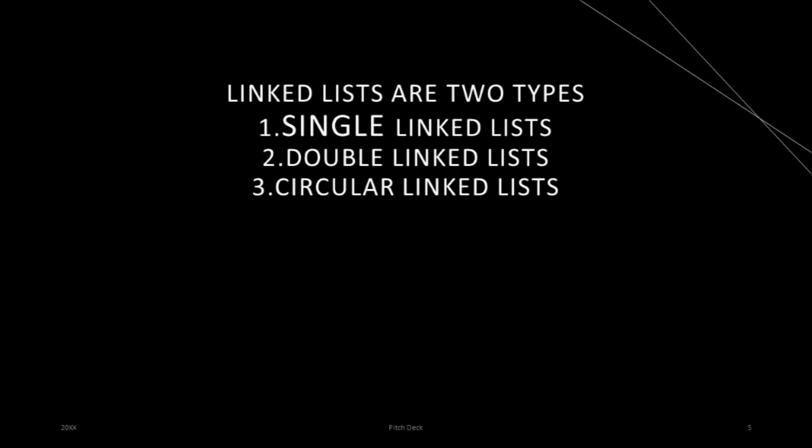A single linked list is a list of nodes basically, and linked lists are of three types based on the characteristics. Single linked list is unidirectional, double linked list is bidirectional, and in circular linked list, the address of the last node is connected to the first node, so it's a continuous linked list.